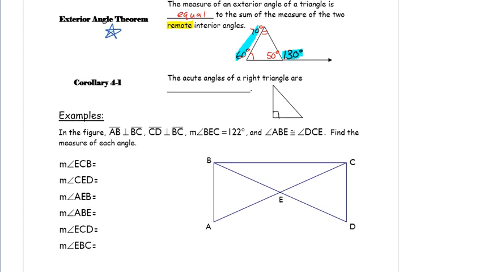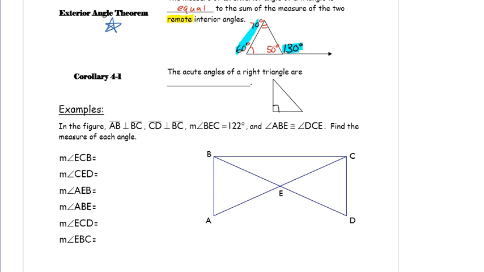Corollary 4.1, again, something you don't need to memorize, but the acute angles of a triangle are complementary. Okay, think about it. If this is 30 degrees, we know this is 90, so this has to be 60. In other words, these two angles, besides the right angle, add up to 90. They have to be complementary.